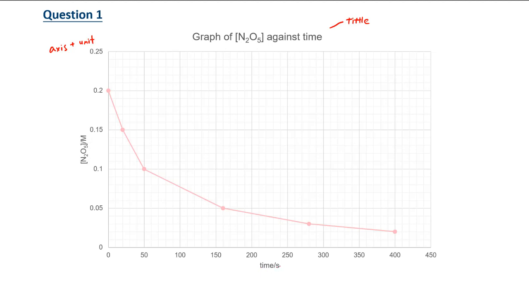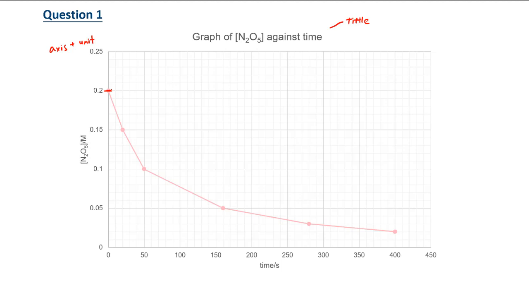So make sure you have a smooth curve. This one is generated using the computer, but if you're drawing, you need to have a smooth curve. The initial concentration is 0.2 molar. Alright, so for this half-life graph method, you need to label where your first half-life and second half-life are.